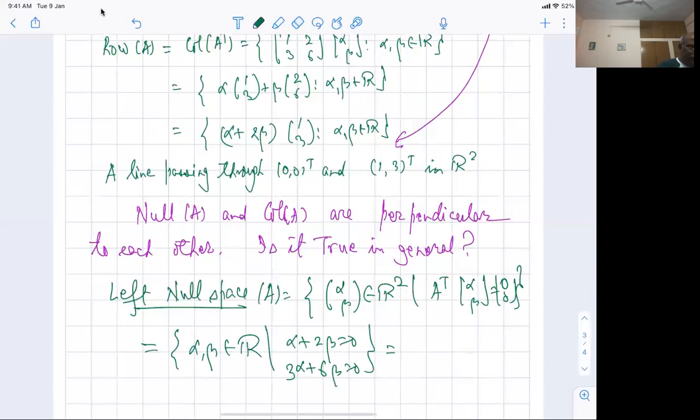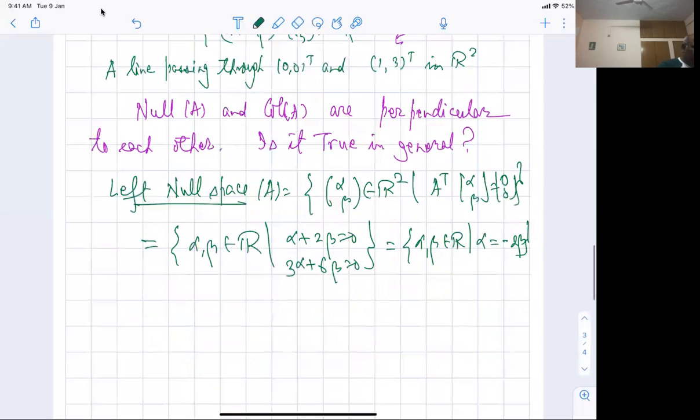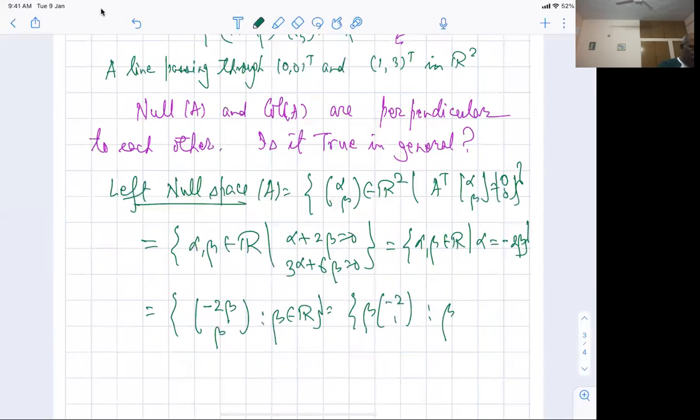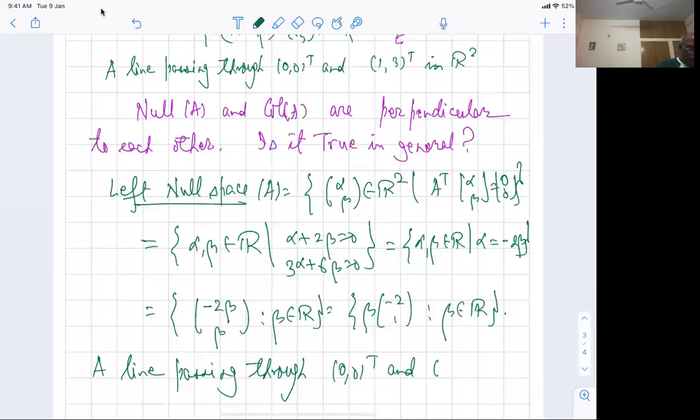So I would like you to see that this is the same as alpha, beta belonging to R, such that alpha is equal to minus 2 beta. And therefore what we get here is alpha is minus 2 beta, beta remains as beta, beta belonging to R, which is the same as beta times minus 2 comma 1, beta belonging to R. So a line passing through 0, 0 and minus 2 comma 1 transpose in R2.